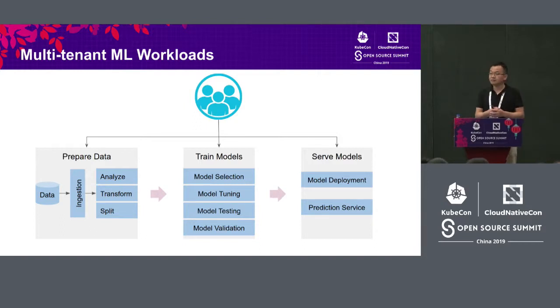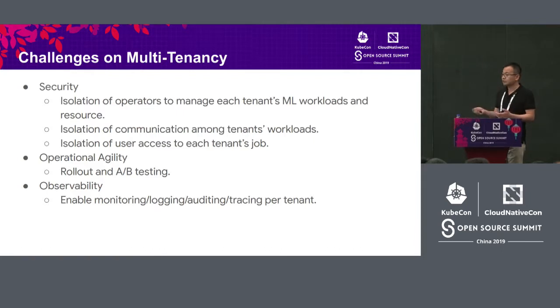In a multi-tenant environment, each tenant may want to have its own pipeline to run their machine learning workloads. So here comes the challenge of multi-tenancy. First, on security, you want isolations. Each tenant may want to provide isolation on operators. So an operator can only manage the workloads and resources for your own tenant. You don't want an operator from another tenant to be able to touch your workload.